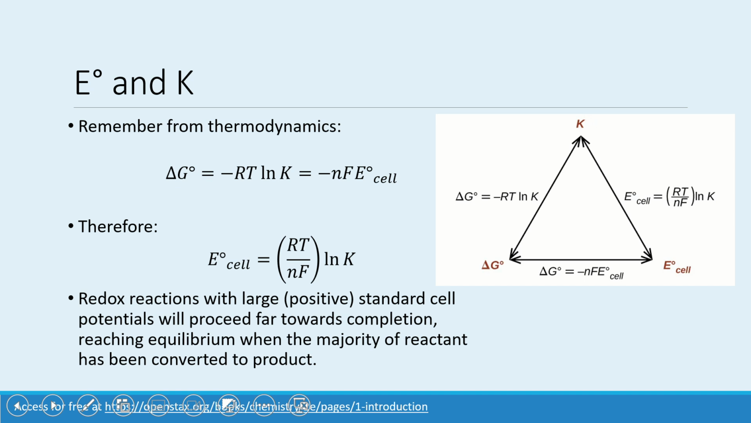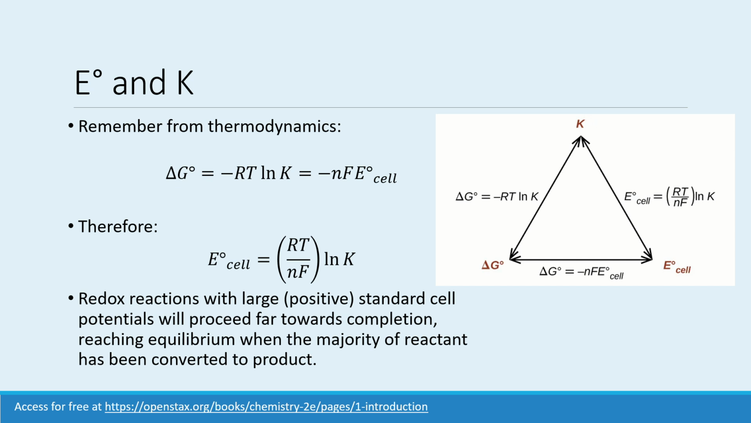Okay, and then remember on our topics in thermodynamics and equilibrium, we were able to relate the standard free energy to the equilibrium constant K, right? That was equal to negative RT times the natural log of K. Of course, where R represents the gas constant and T represents the temperature in Kelvin. So we can now relate that equation to our negative nFE standard, right? So that we can now relate the equilibrium constant to the standard cell potential.